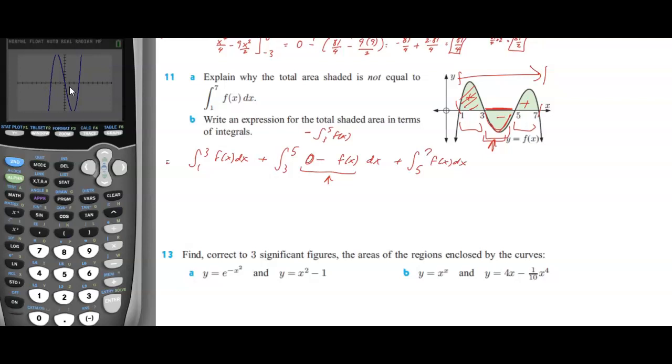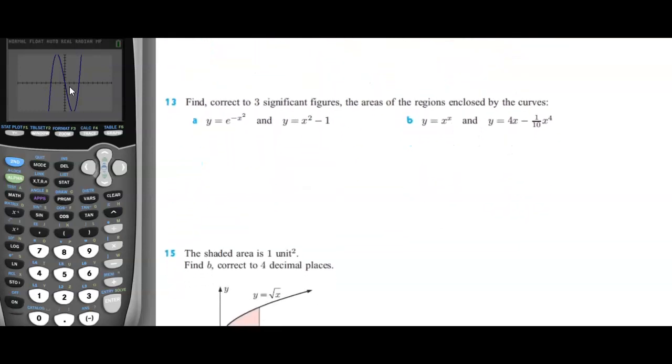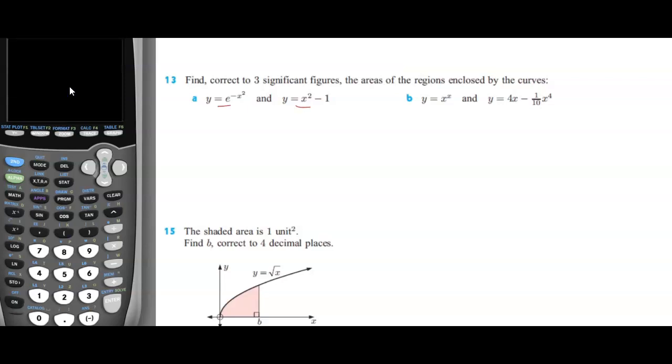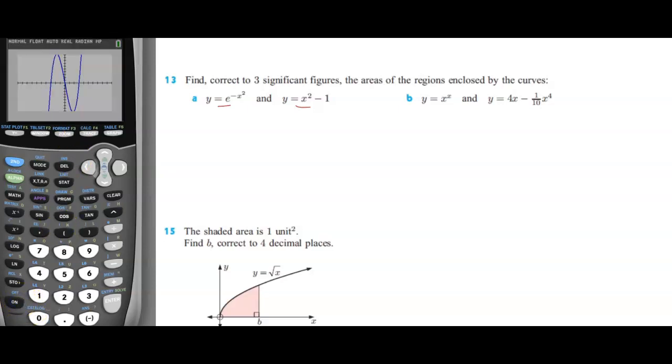So this is fine for part B, total shaded area. Okay, number 13. Find, correct to 3 sig figs, the areas of the regions enclosed by these curves. We can't do it without the calculator because we need to find the intersection points using the calculator. So let's do this first one. We're going to type in these two functions into the calculator. I'll be right back. I'm going to pause while I do.